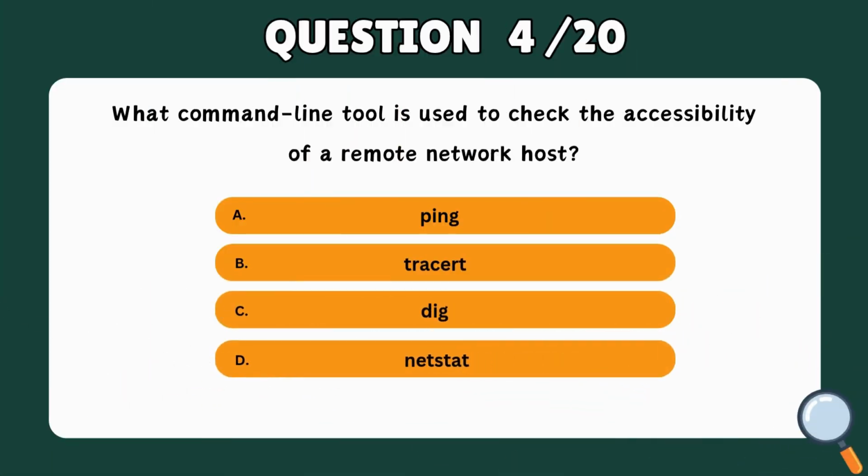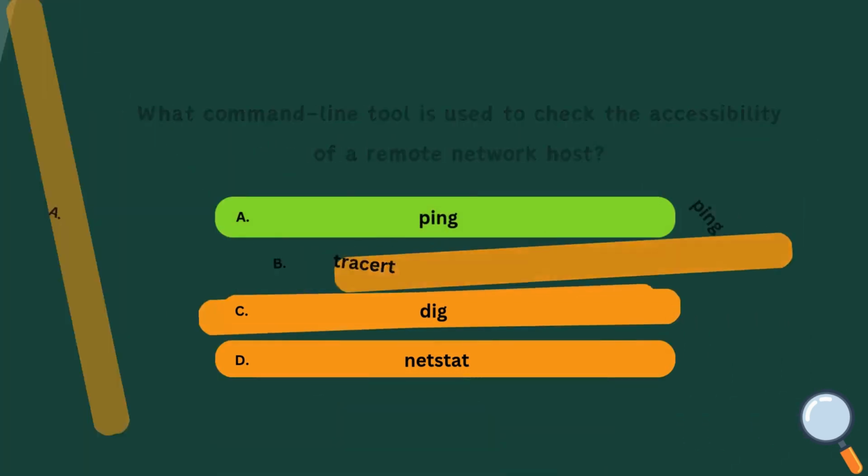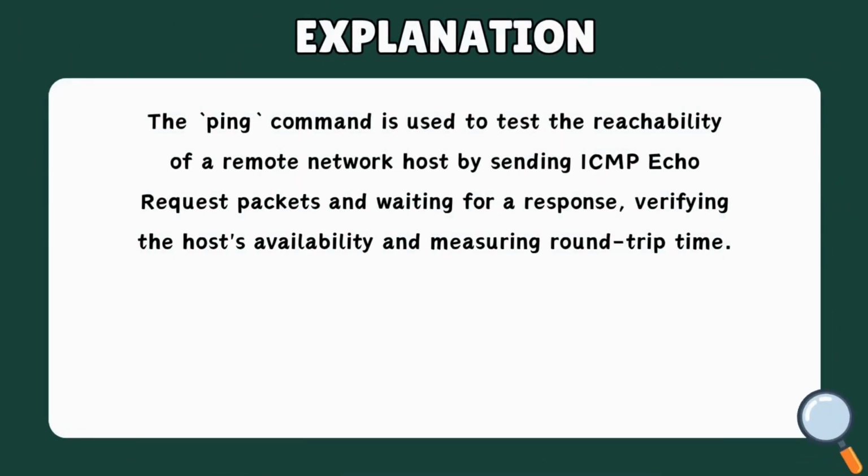Question 4. What command line tool is used to check the accessibility of a remote network host? A. Ping. B. Tracert. C. Dig. D. Netstat. Correct answer: A. Ping. The ping command is used to test the reachability of a remote network host by sending ICMP echo request packets and waiting for a response, verifying the host's availability, and measuring round-trip time.